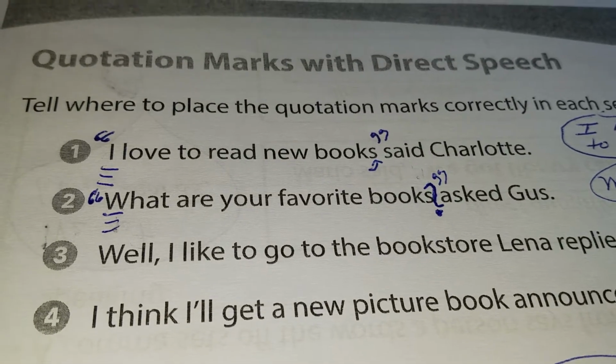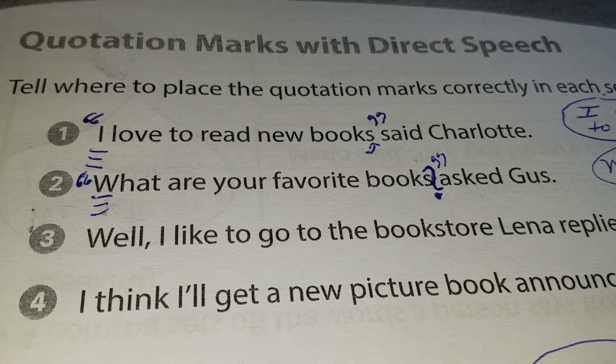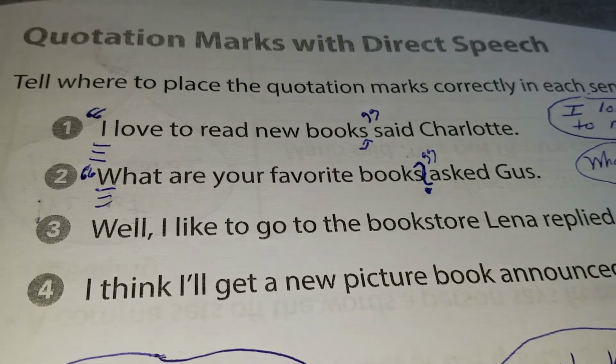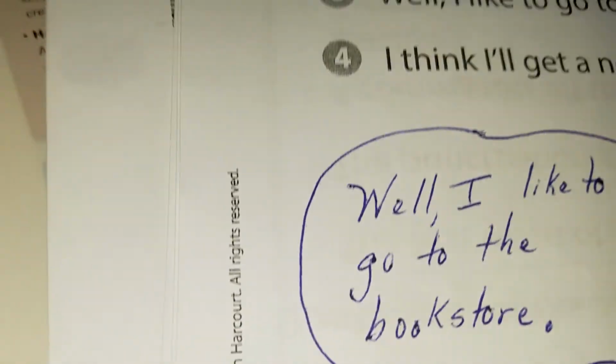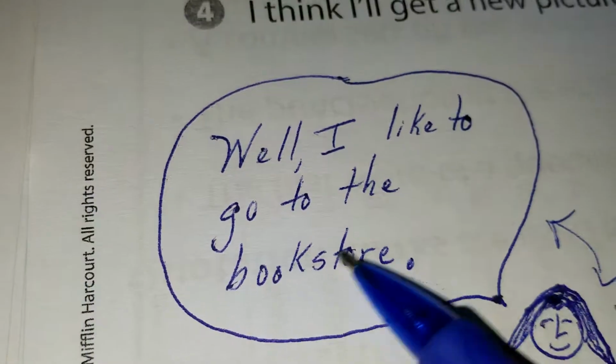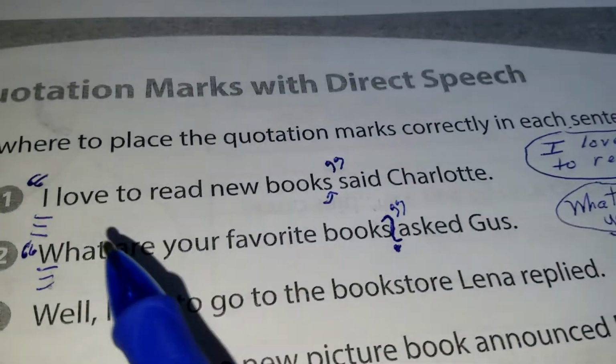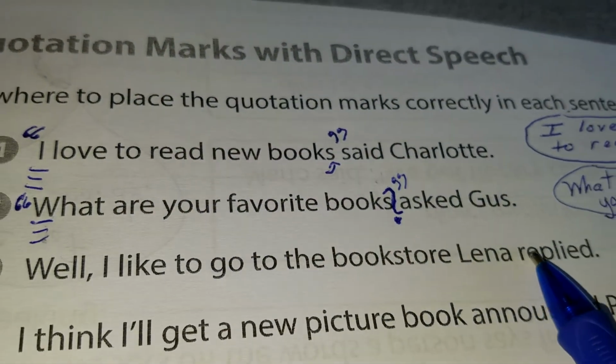All right, so that's how that would work. So you notice, again, the question mark goes on the inside of the quotation, but I don't use a comma here. All right, next one. So this is Lena. This is what exactly came out of her mouth. "Well, I like to go to the bookstore." Period there. "Well, I like to go to the bookstore," Lena replied.